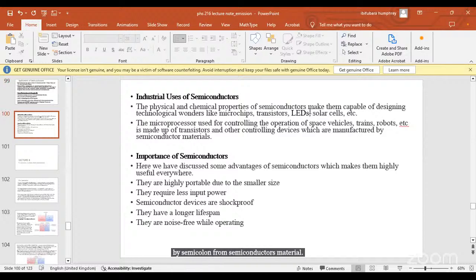So, the importance of semiconductor materials: they are highly portable due to their smaller size. They require less input power. Semiconductor devices are shock-proof. They have a longer lifespan. They are noise-free while operating. These are all advantages over vacuum tubes. So that is the end of our class for today.